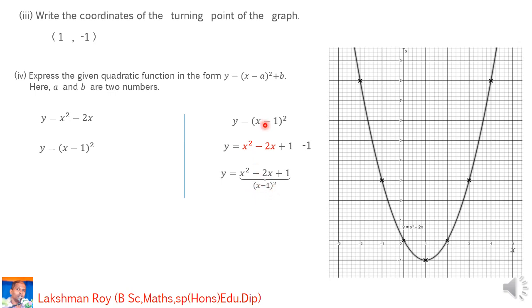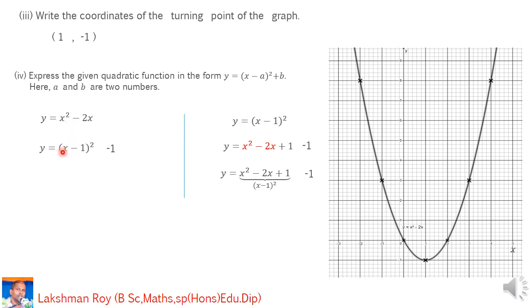Because when we expand this one, then +1 is there, right? So what happened? This function you can write as y equal x minus 1 square minus 1, right? Let's see, here we have written y equal x minus 1 square. So if you subtract 1, you get this function.